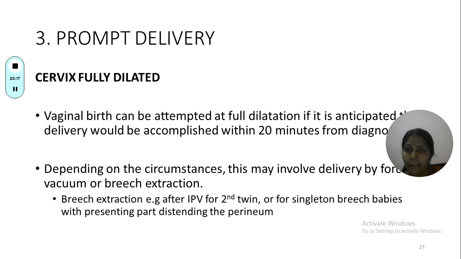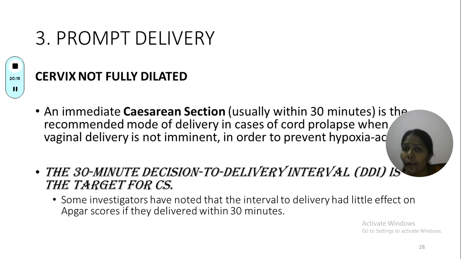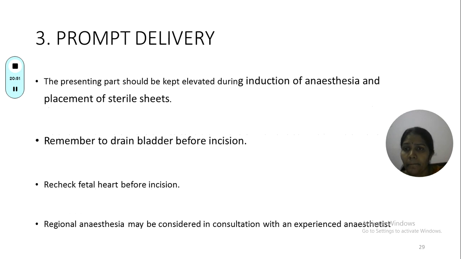If the cervix is not fully dilated, then the main route will be an immediate cesarean section within 30 minutes or as early as possible to prevent hypoxia. The 30-minute decision to delivery interval is the target for cesarean section. Some investigators have noted that the interval to delivery had little effect on Apgar scores if they delivered within 30 minutes. So that is a very urgent cesarean section, which is an obstetric emergency.